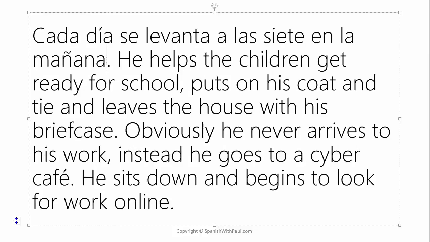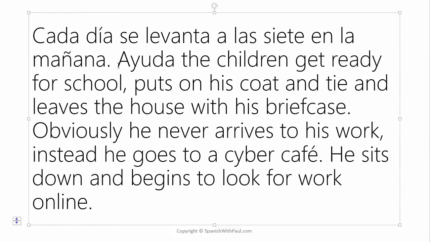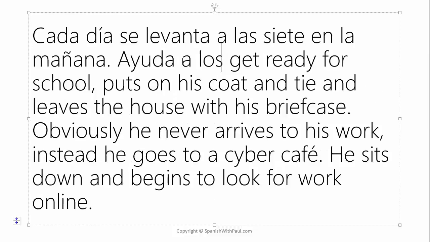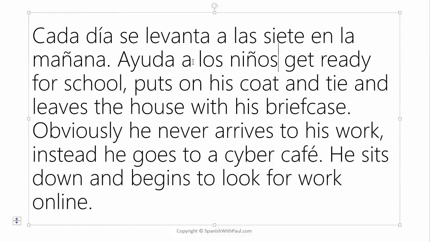Now, he helps the children. The verb to help is ayudar. So he helps would be ayuda. Let's put that in first. So ayuda. Now be careful because we have a verb followed by some type of personal people. So we're going to throw in the personal a. The children would be los niños, but it would be a los niños for the reason of the personal a. So ayuda a los niños.